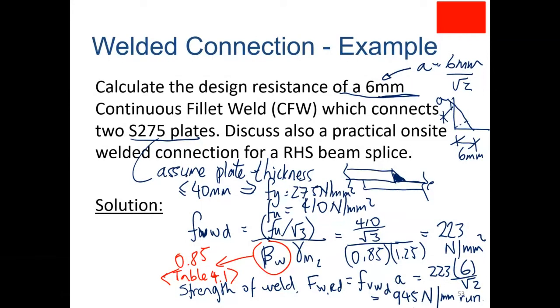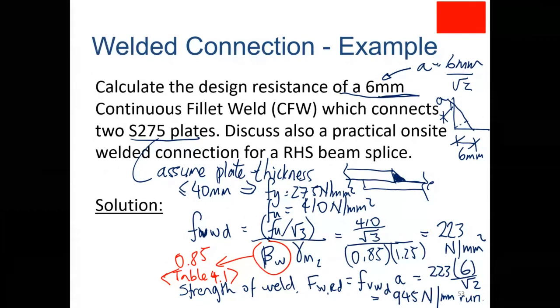So every millimeter we have of that weld has a capacity of 945 newtons per millimeter run. Okay, so that's a very quick introduction to weld design. Very, very simple weld design. We can come into a bit more detail when we come on to design in our project.